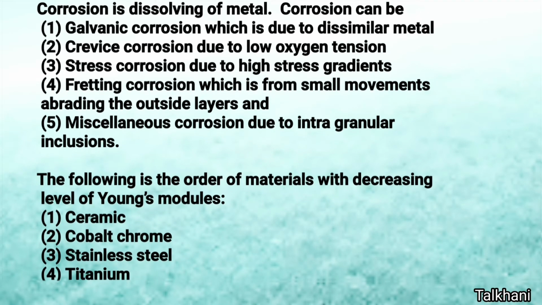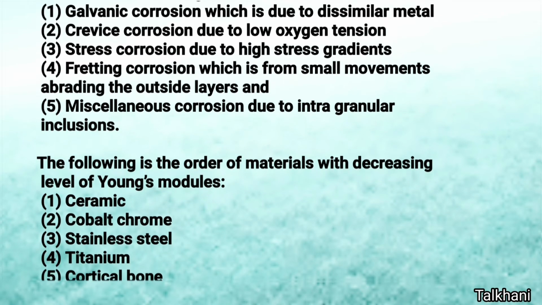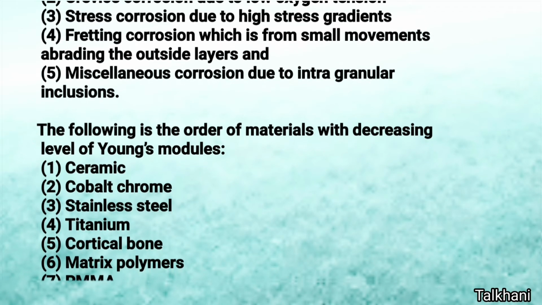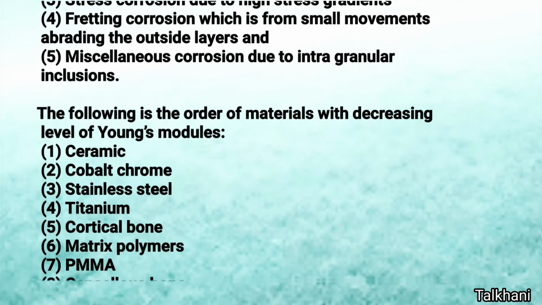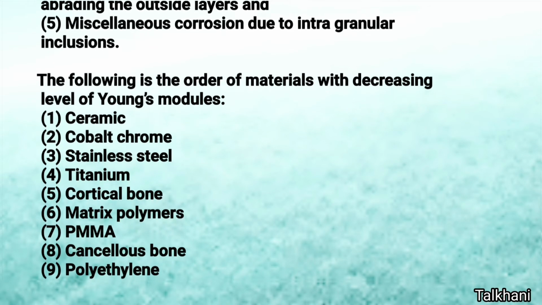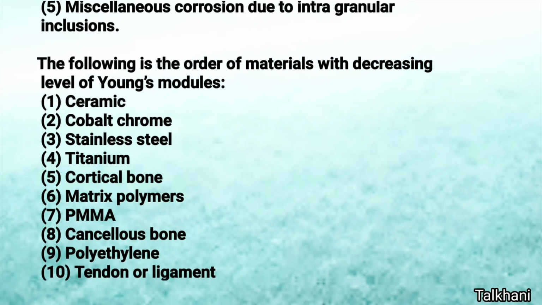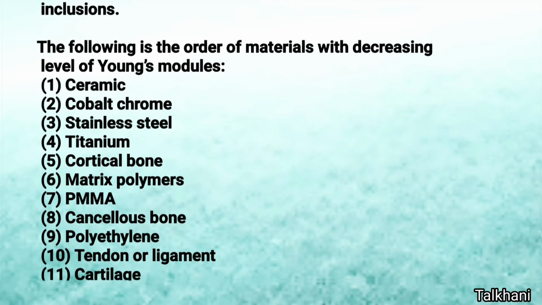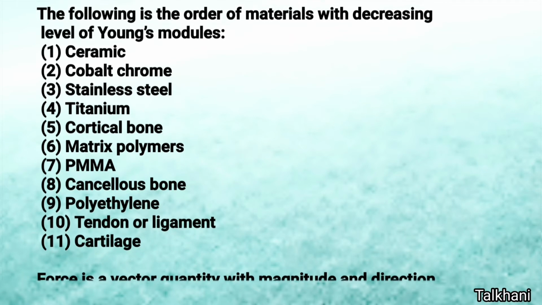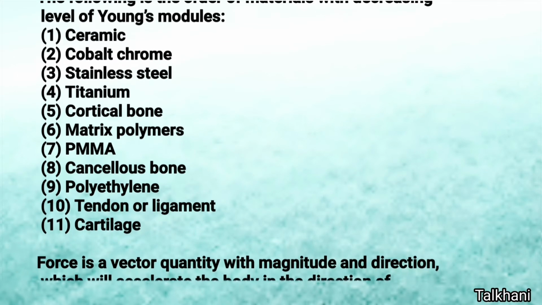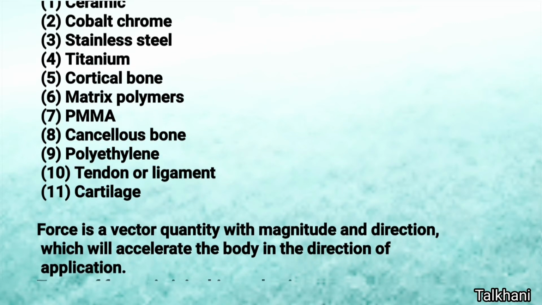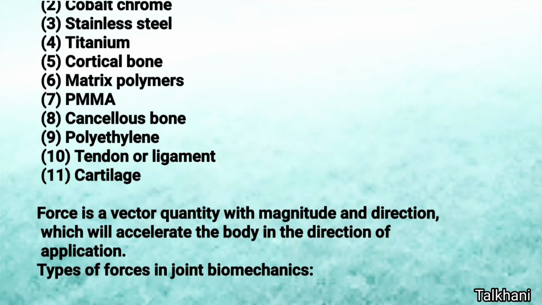Force is a vector quantity with magnitude and direction which will accelerate the body in the direction of application. Types of forces in the joint are: 1, external force, which is ground reaction force, gravitational force, and applied force through contact. Number 2, internal force, which is muscle contraction force. Joint contact, shear forces, and capsulo-ligamentous contractions are also part of internal force. Joint movements are gliding motion, spinning motion, and rocking motion.